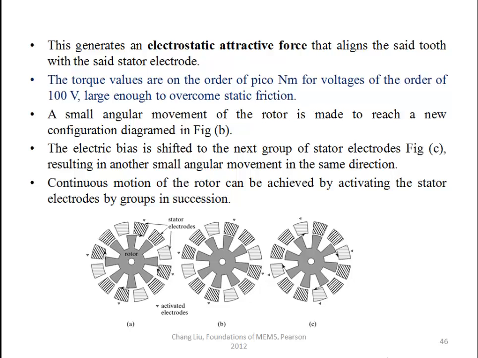Then the bias is shifted to the next group of stator electrodes, as shown in figure C. The arrow mark is shifted to another group, and then again we get a small angular displacement. So by activating the groups of stator electrodes in succession, we can achieve a continuous movement.